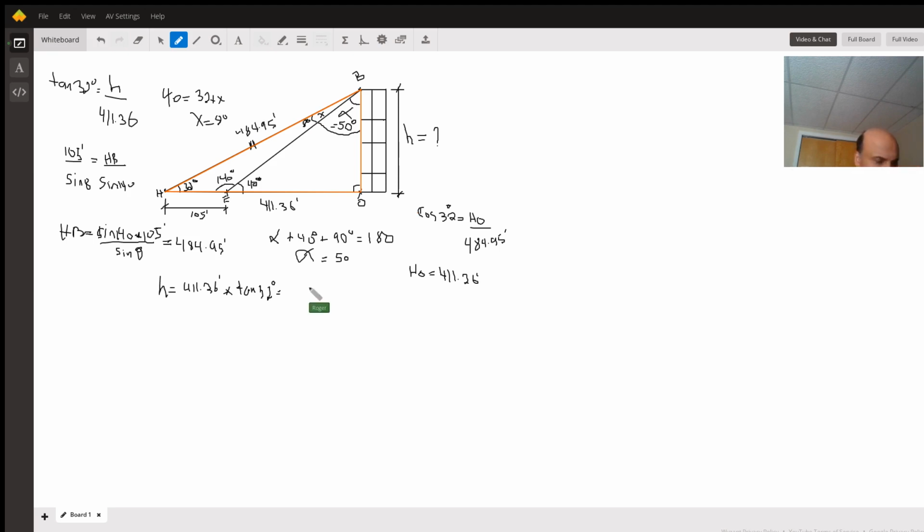Oh, sorry. This answer is 411.26. Correct this. Times tangent 32, you're going to get 259.98 feet is the height of the building. H equals 259.98 feet. I'm just going to make a quick check on the calculation.